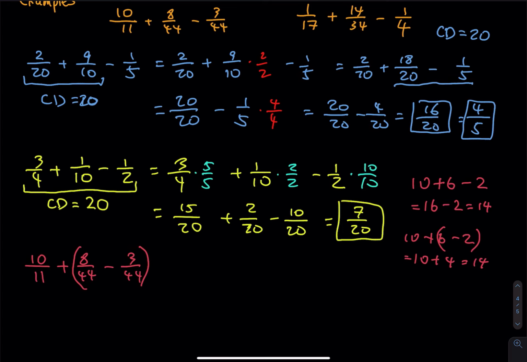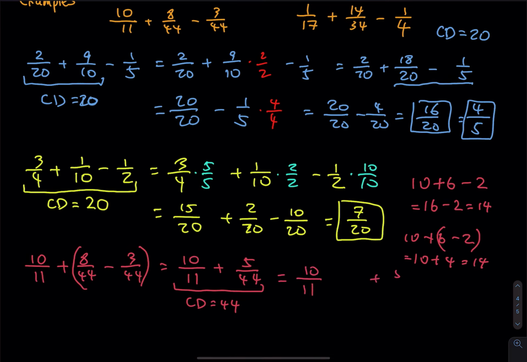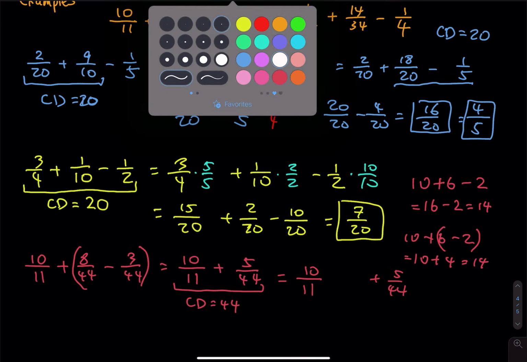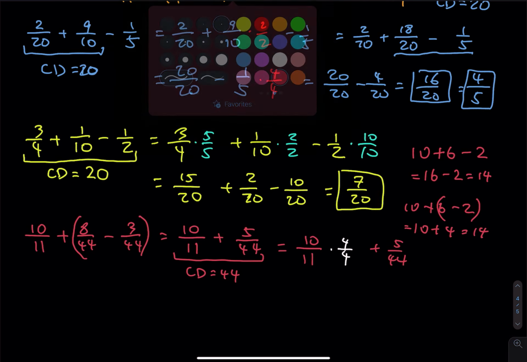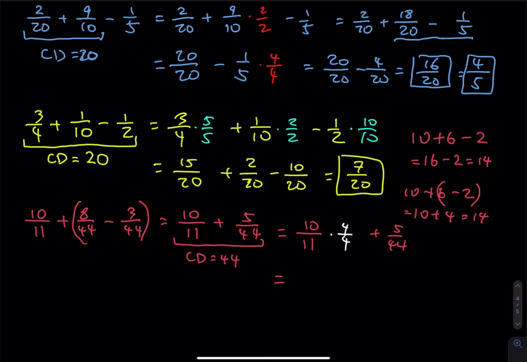Got it. Okay. Let's do these two first because they are already in common denominator. 8 minus 3 is equal to 5, and this is over 44. So the common denominator is just 44. After you decide that, you copy this, leave some room for yourself, and then I show you the math. I multiply the top and bottom by 4. Why 4? Because 11 times 4 is equal to 44. So that is 10 times 4, plus 5 over 44, and then you have 45 over 44.